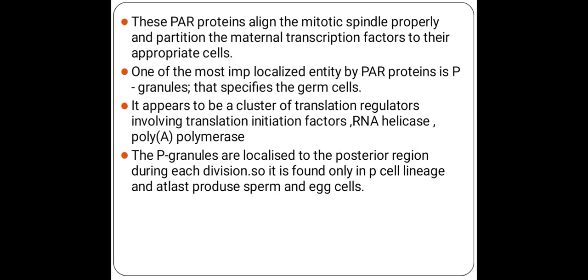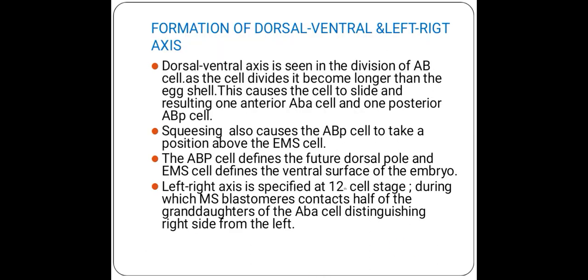These PAR proteins align the mitotic spindle properly and partition the maternal transcription factors to their appropriate cells. One of the most important entities localized by PAR proteins is the P granules that specify the germ cells. It appears to be a cluster of translation regulators involving translation initiation factors, RNA helicase, poly-A polymerase. The P granules are localized to the posterior region during each division, so they are found only in the P cell lineage and at last produce sperm and egg cells.